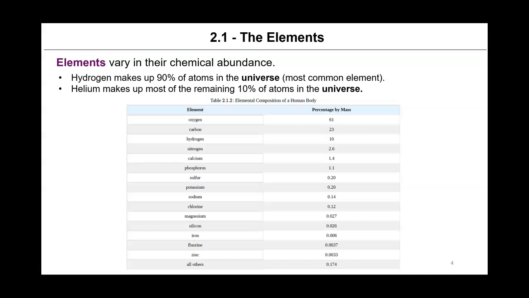If we were to look at the composition of the human body, what we find is that more than 96% of the human body is just made up of four elements, oxygen, carbon, hydrogen, and nitrogen. And the remaining elements are just there in trace amounts. Most of a human body is oxygen, followed by carbon, relatively large amounts of hydrogen, and smaller amounts of nitrogen.